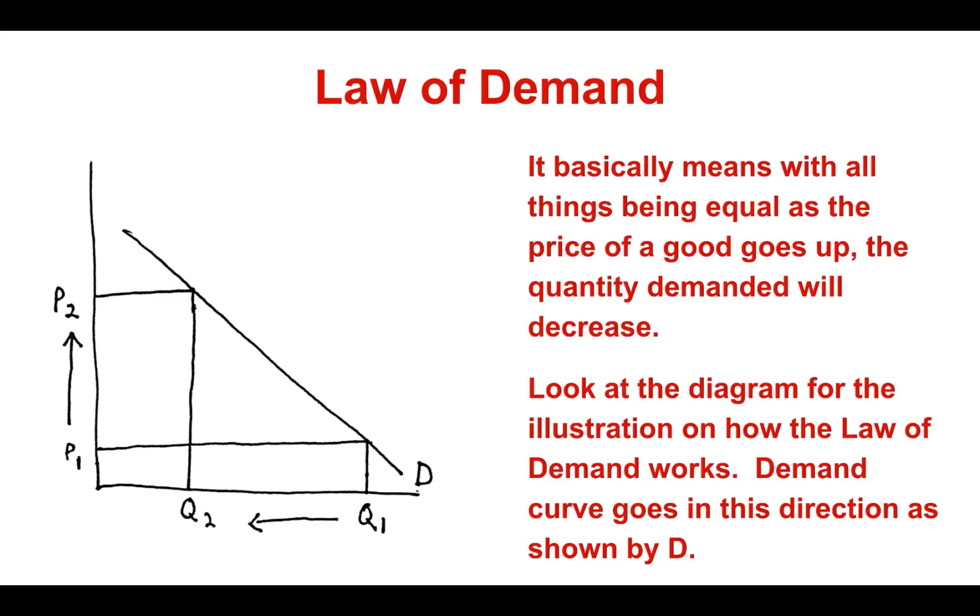Okay, here's an example right here. Basically, it means with all things being equal, as the price of the good goes up, the quantity demanded will decrease, as seen in the graph. You have P1 going up to P2. In that case, with it being an inverse relationship, quantity 1 will decrease down to quantity 2. And that basically will give you the illustration of how the law of demand works in this case. And the demand curve goes in this direction as shown by the D line.